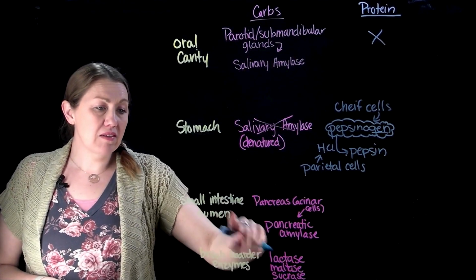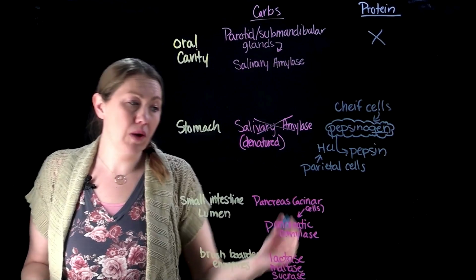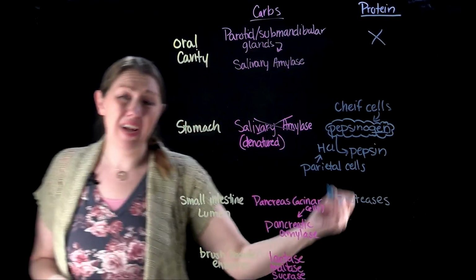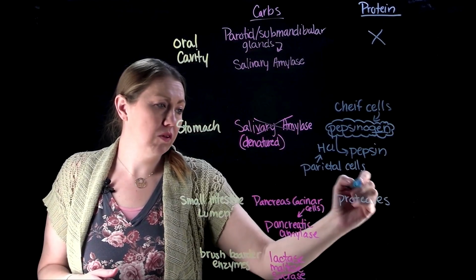Same thing at the intestines here. We're going to secrete some digesters for proteins, but we can't secrete them in their active form. So these will be our proteases. And proteases are, again, inactive. They're going to come from the pancreas, acinar cells specifically. So let's add that in here.